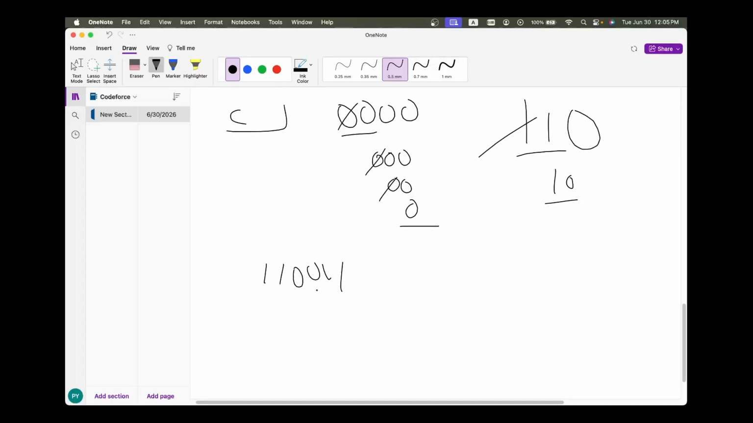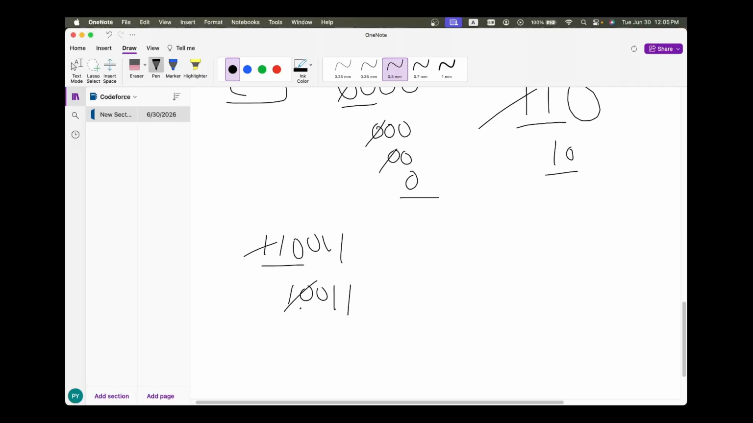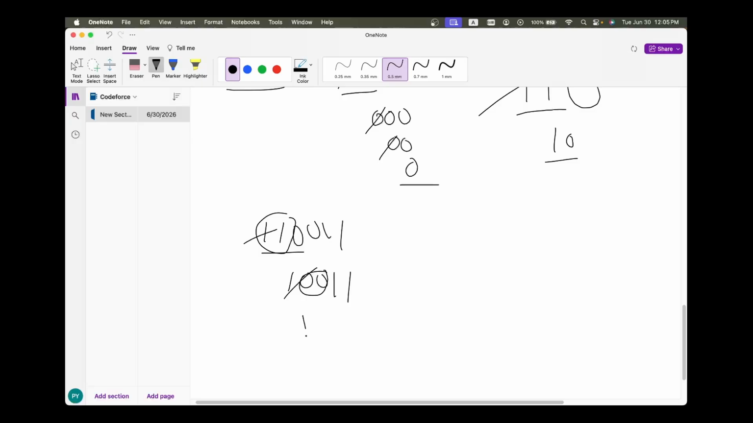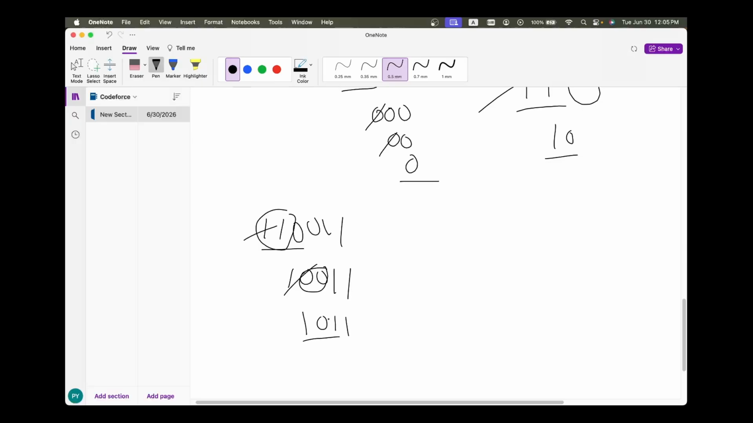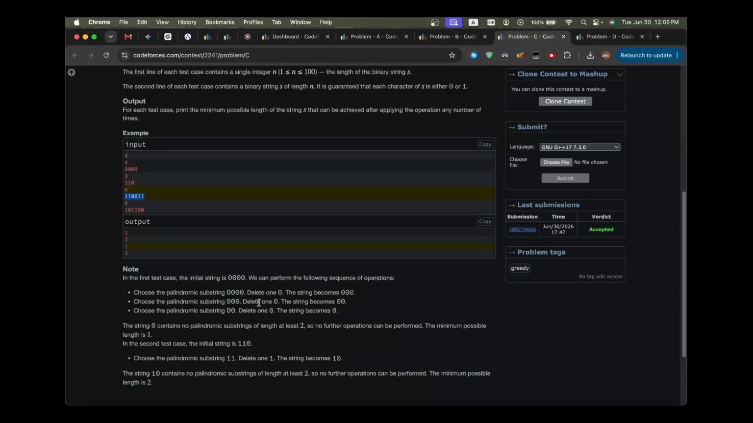Next we got 110011. And then here, let's say we cut out this 1, and then you're left with this, and then cut out this 0. Sorry. You select these two ones, that's a palindrome. You select these two zeros, that's a palindrome. And then we got 101. Say we select the 101, which is a palindrome, cut the 0, and then you have 1 1 left, and then cut this guy, and you're left with 1 once again.